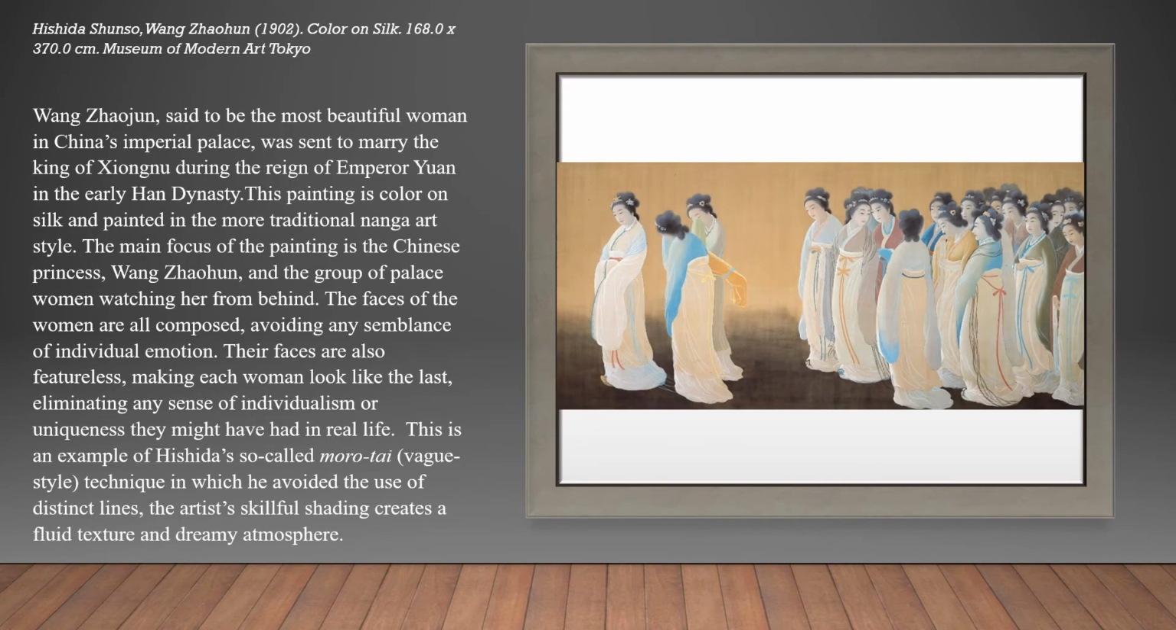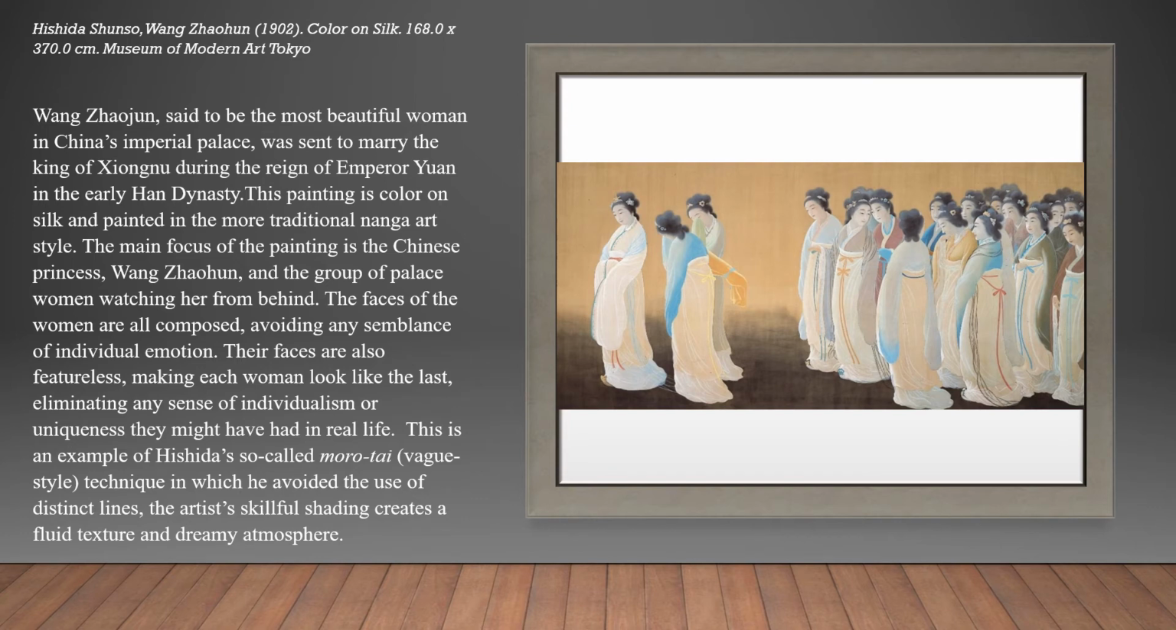Wang Zhaojun was painted by Hishida Shunso in 1902 using color on silk. Wang Zhaojun, said to be the most beautiful woman in China's imperial palace, was sent to marry the king of Xiongnu during the reign of Emperor Yuan in the early Han dynasty. This painting is color on silk and painted in the more traditional Nanga art style.